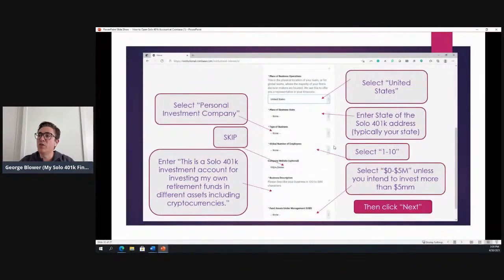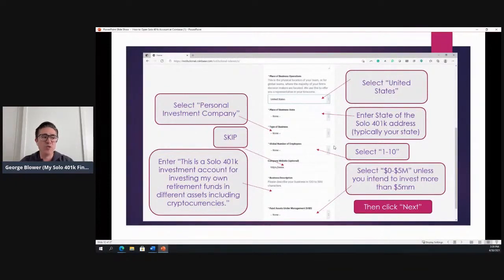Going down the page, the screen also asks for the place of business operations. Here again, you would choose the United States. You would enter the state of the solo 401k address, which is typically your state. For type of business, you're going to select personal investment account. For global number of employees, select 1 to 10. Skip the company website, which is optional and wouldn't apply to your solo 401k.